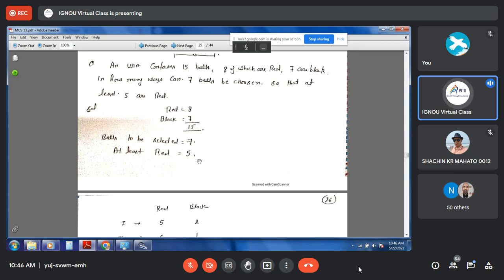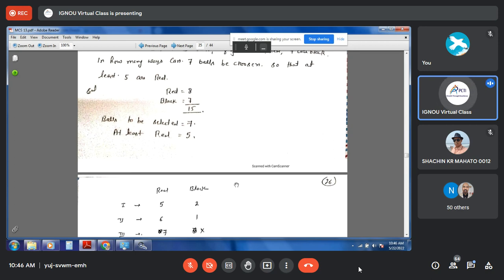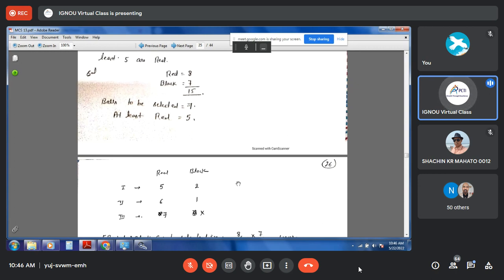No problem here. At least 5, but 5 are 8. It means you can select 5 red, you can select 6 red, or you can select 7 reds, because there should be at least 5 red. You can choose also 7 red, not 8, because you have to select only 7 balls. Now we make the different conditions. In the beginning, as we were discussing, we were multiplying all the situations, 26 by 26. That was the multiply theorem.